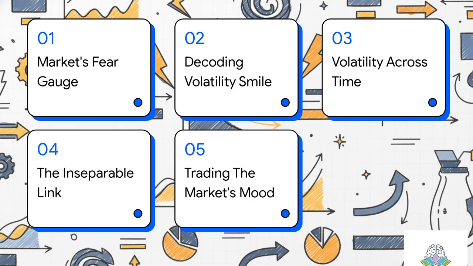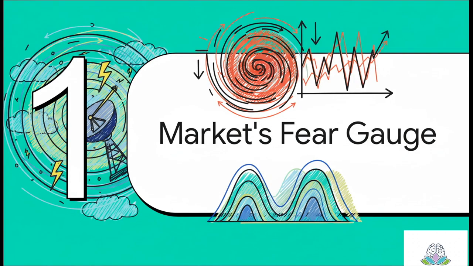First, we'll look at these ideas as the market's own fear gauge. Then, we'll decode that famous volatility smile. After that, we'll look at volatility over different time horizons, see how these two ideas are totally linked, and finally, we'll touch on how traders actually use all this stuff to play the market's mood. So let's start with the big picture.